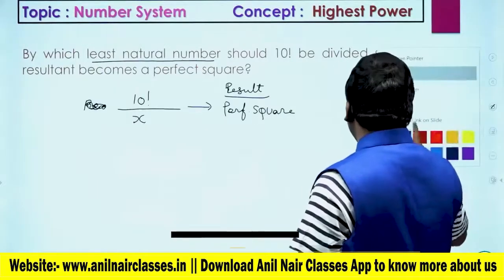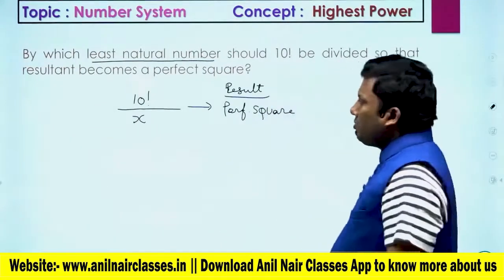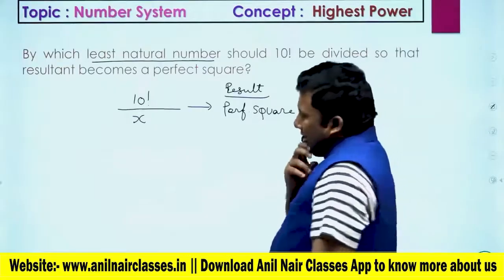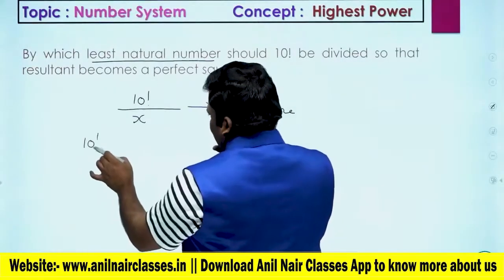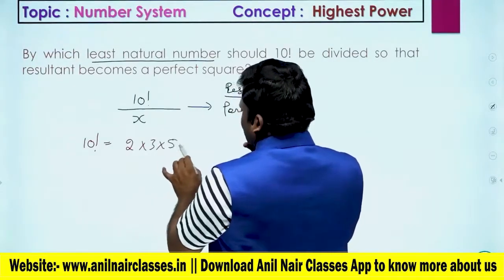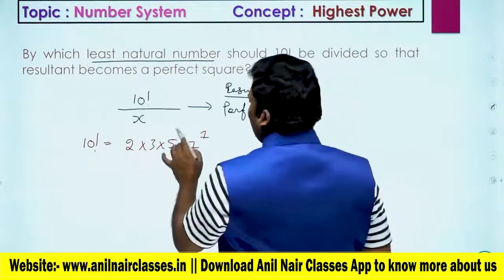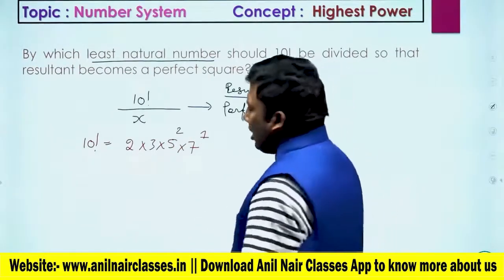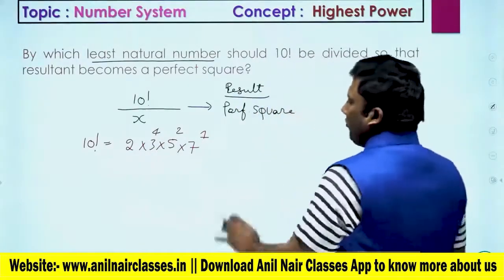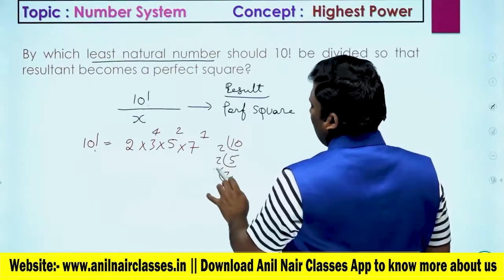Now listen carefully. 10 factorial should be divided by the smallest natural number such that the resultant is a perfect square. So first we write down 1 to 10. What are the prime numbers? 2, 3, 5 and 7. Highest power of 7 in 10 factorial is 1. Highest power of 5 is 2. Highest power of 3 is 4. Highest power of 2: 5 plus 2 plus 1, it is 8.